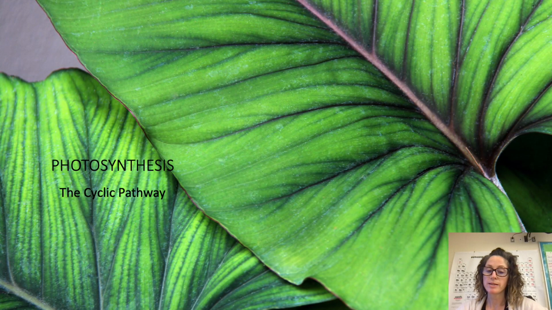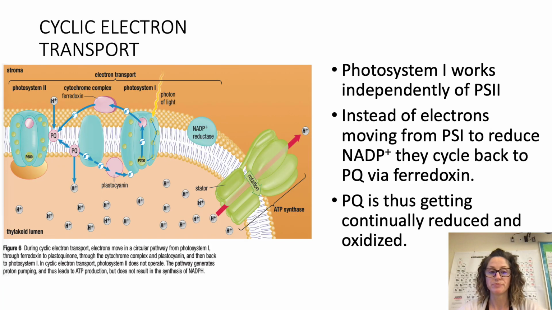Today we're going to look at a different type of photosynthesis where photosystem 1 acts independently from photosystem 2. This is called the cyclic pathway, and we're going to see why. Looking at this diagram, it looks a little different from the linear pathway that we recently learned about. In this case, photosystem 2 isn't involved in this pathway. All of the action is happening here with photosystem 1.